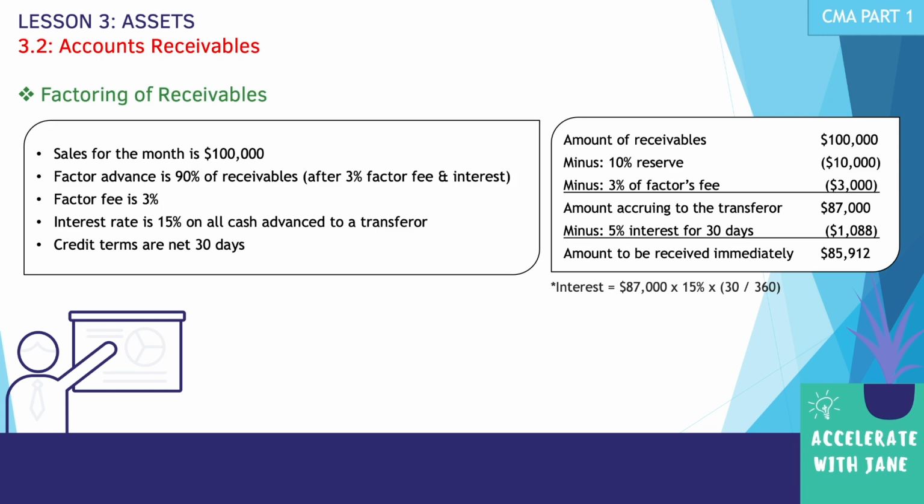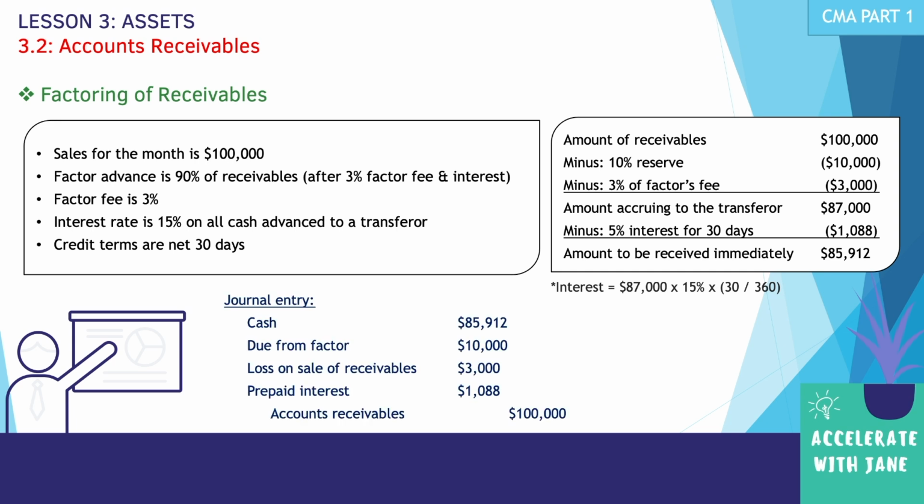So basically, the total amount to be received immediately after considering the factor's reserve, the factor's fee, and the prepaid interest is 85,912 US dollars. So what is the journal entry for this? Here, we debit cash by 85,912 US dollars. We debit due from factor, which is 10,000 US dollars. We also debit loss on sale of receivables, 3,000 US dollars, and then we debit prepaid interest, 1,088 US dollars, and then we credit the gross amount of accounts receivable, which is 100,000 US dollars.